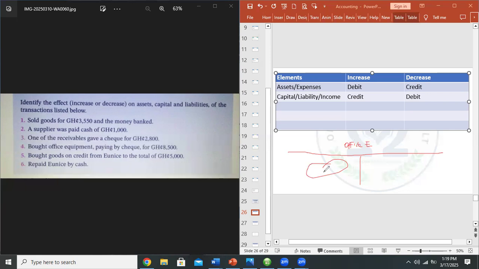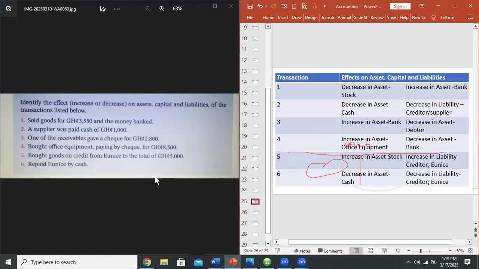So, dear professors, know that when assets increase, we debit. When they decrease, we credit. When capital, liability, or income increase, we credit. When they decrease, we debit. If we are comfortable with this, then let me take us back to our table for this transaction that we saw.